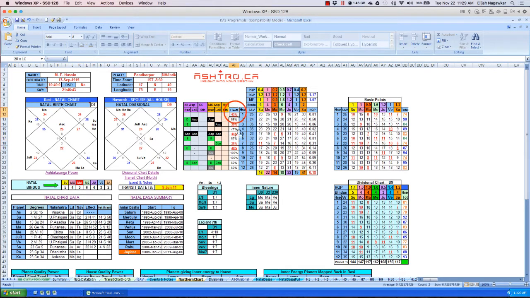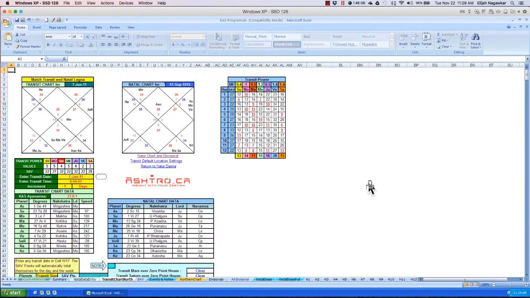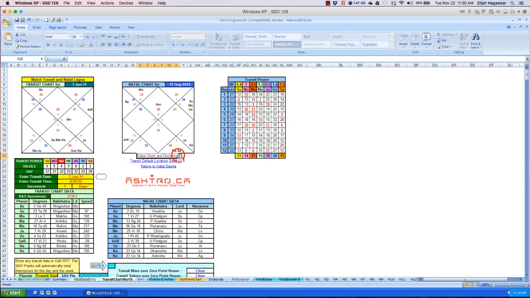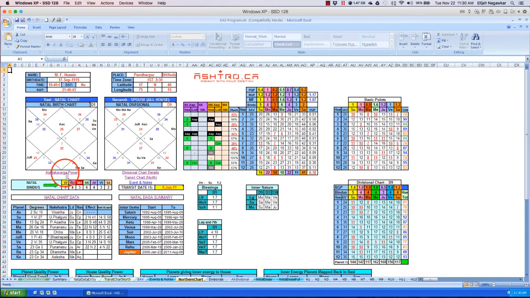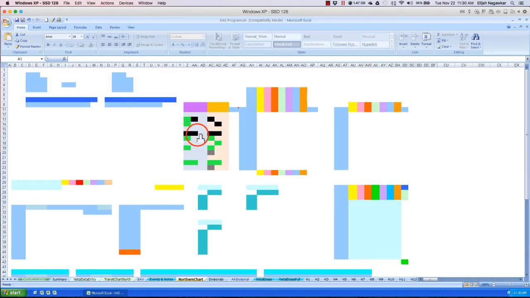So at a glance I can see what's going on here. In the transits chart here, I can also quickly see if there are any alerts, any planets with 0 points, and I can go into the Ashtakavarga power here and see if there are any zeros. And if there are, we have to study that closely, particularly with respect to transits.